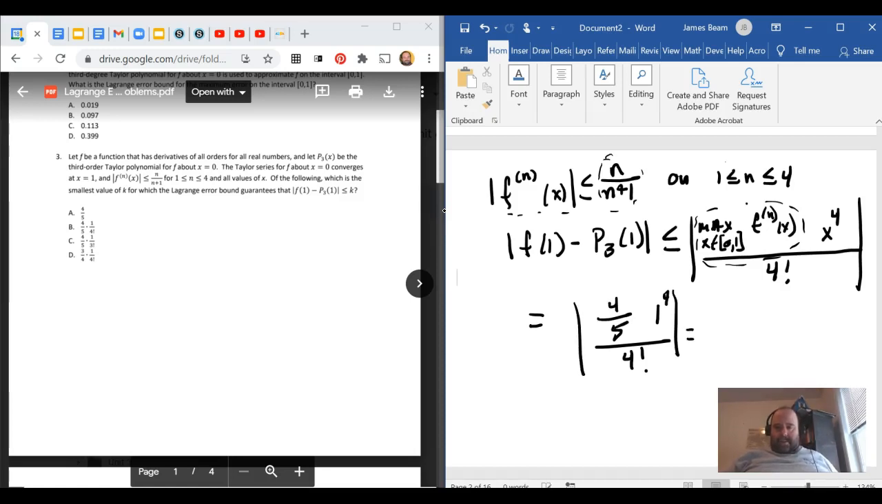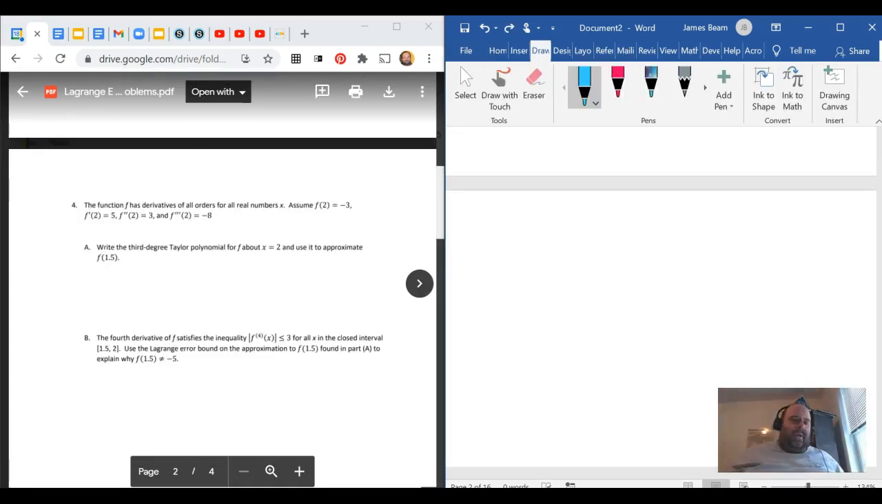So let's math that a little bit. This is going to be 4/5 times 1 over 4 factorial, which I think is one of the answers. That's B. There we go. So largest possible error is 4/5 times 1 over 4 factorial. Okay, we're going to work number 4 as though it is a calculator active problem, because otherwise this thing is pretty crazy.